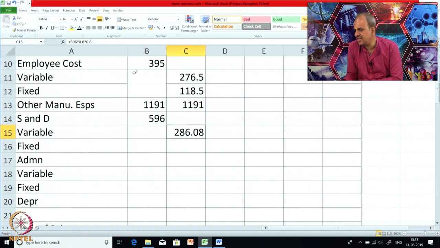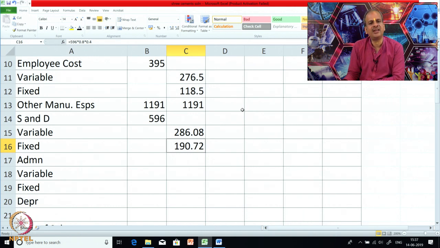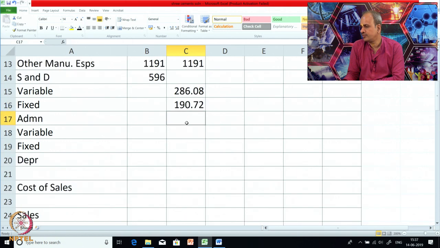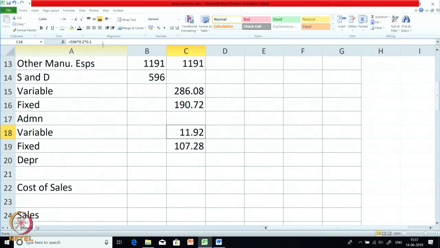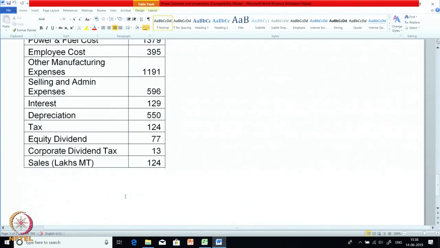Okay. So, 596 is the selling cost into 0.8 into 0.6. Fixed into 0.8 into 0.4. For admin cost, the admin cost is only 20%. So, 596 into 0.2 into 0.1, and fixed portion is into 0.2 into 0.9. This 596 was total, S&D plus admin, which we have broken into 4 parts. Depreciation will be unchanged. So, you can see here the depreciation cost was 550.